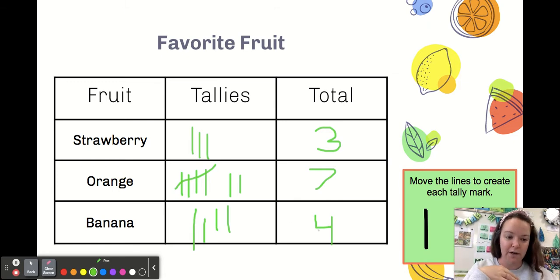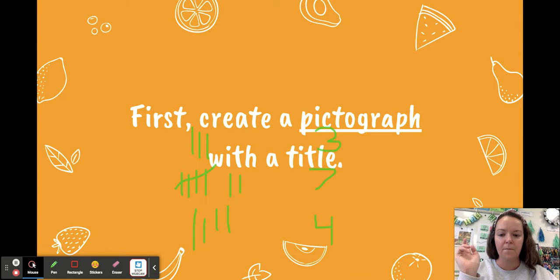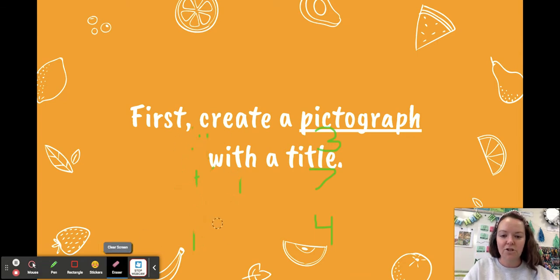Now let's put that into our picture graph. So remember, 3, 7, 4. Okay? 1, 2. All right, moving right along. Oh, man. Oh, that's going to be everywhere. Hold on, y'all. This is just the realities of being a virtual teacher. Sometimes technology wants to mess with you. All right, moving right along.